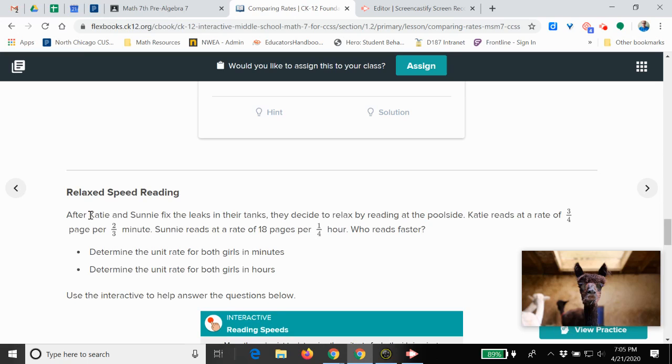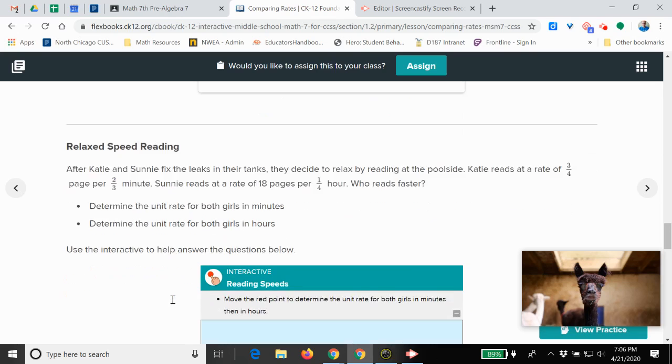So Katie and Sunny fix the leaks in their tanks. They decide to relax by reading at the poolside. Katie reads at a rate of 3/4 of a page per 2/3 of a minute. Sunny reads at a rate of 18 pages per 1/4 hour. Who reads faster? So we need to get it either in minutes or in hours. So we can convert to minutes or to hours.